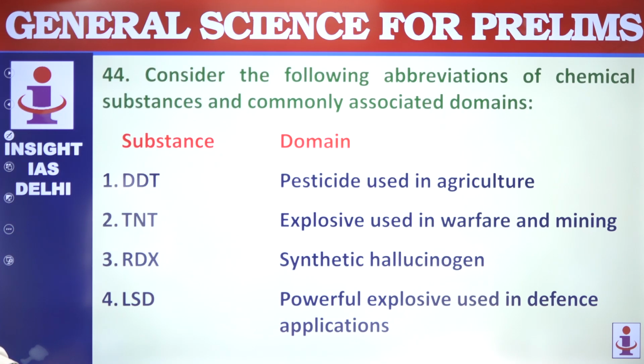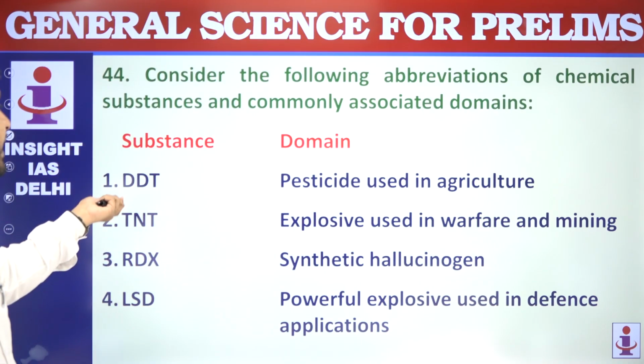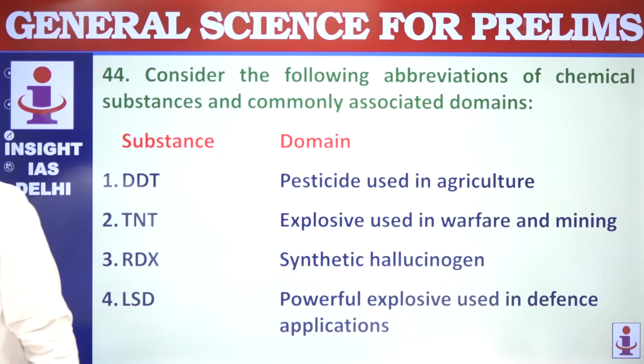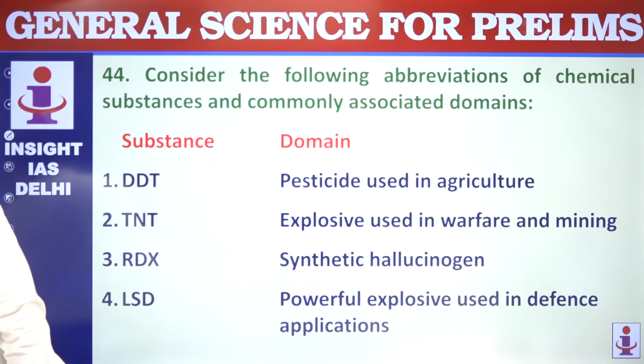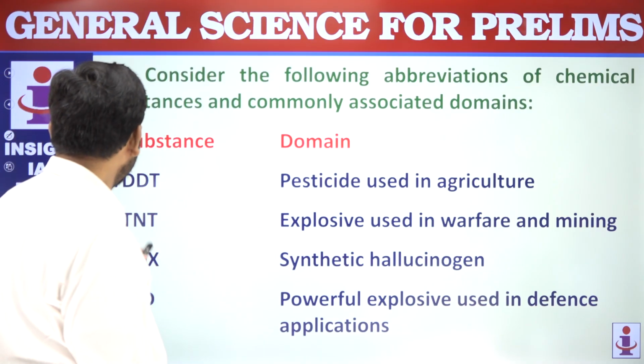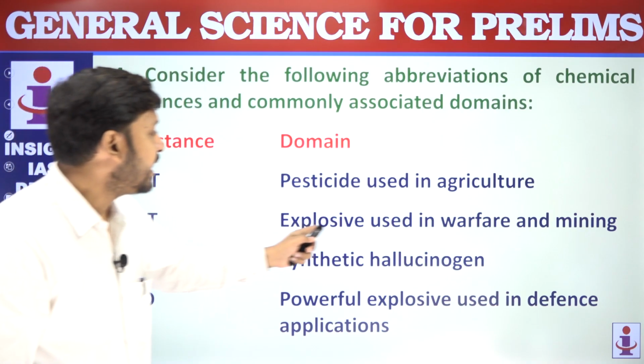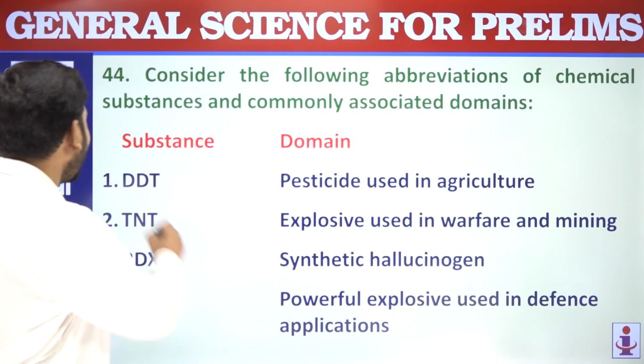Consider the following abbreviations of chemical substances and commonly associated domains. Okay, they are given certain substances and domains. DDT we know, right? Pesticide, it is used especially in agriculture. So what does DDT mean? Dichloro diphenyl trichloroethane. Next one is TNT, trinitrotoluene. It is an explosive used in warfare and mining.